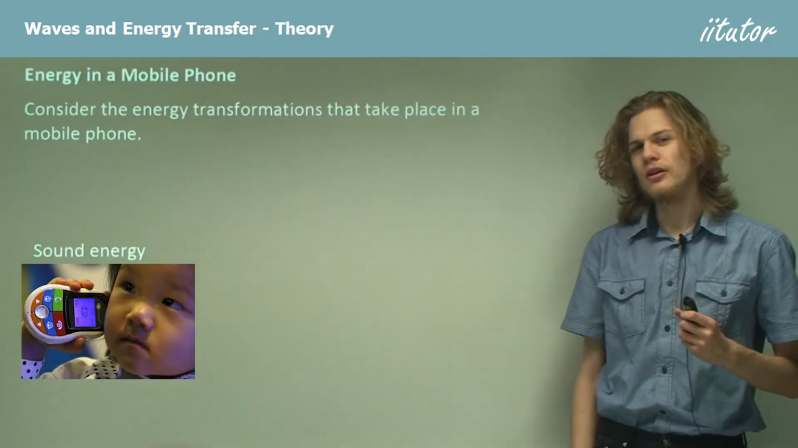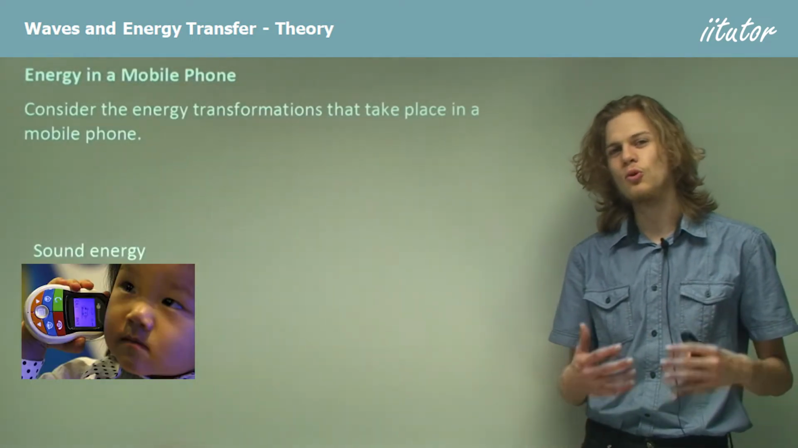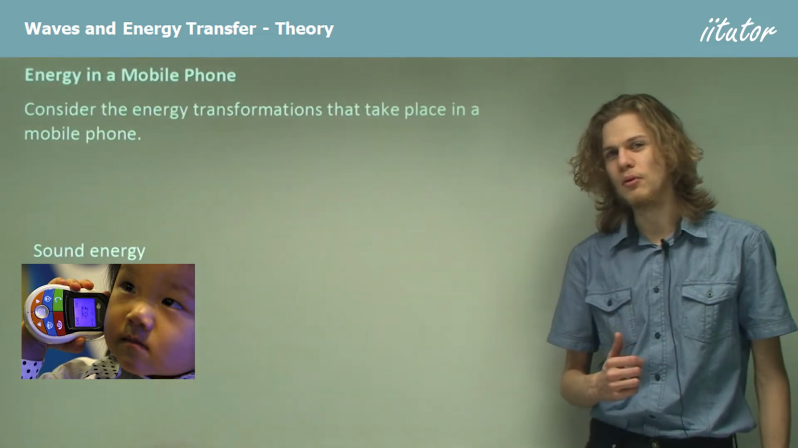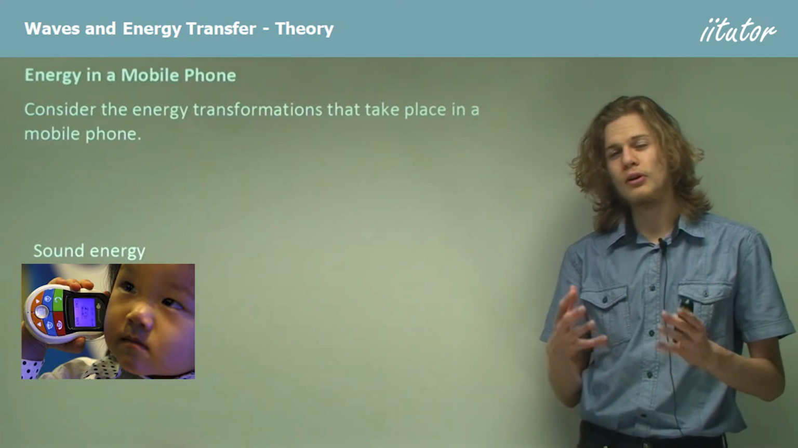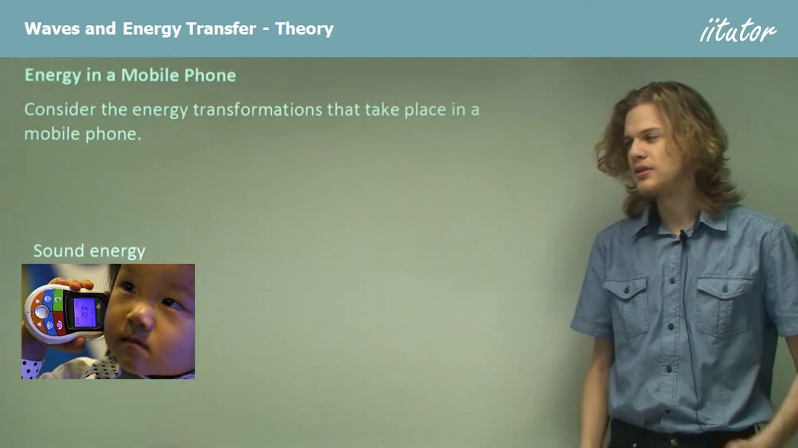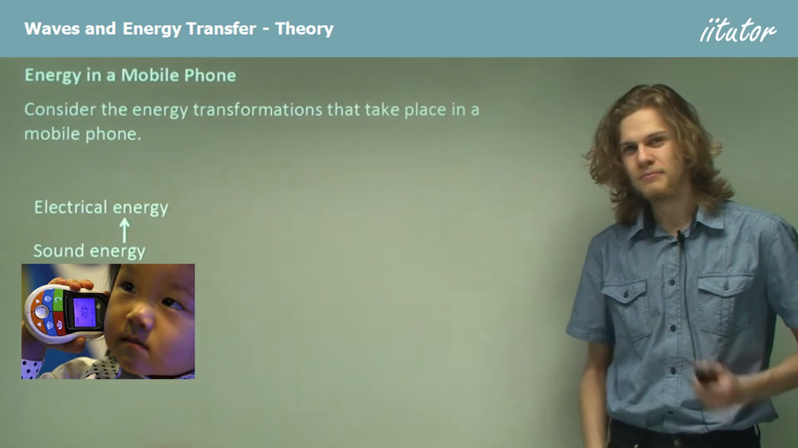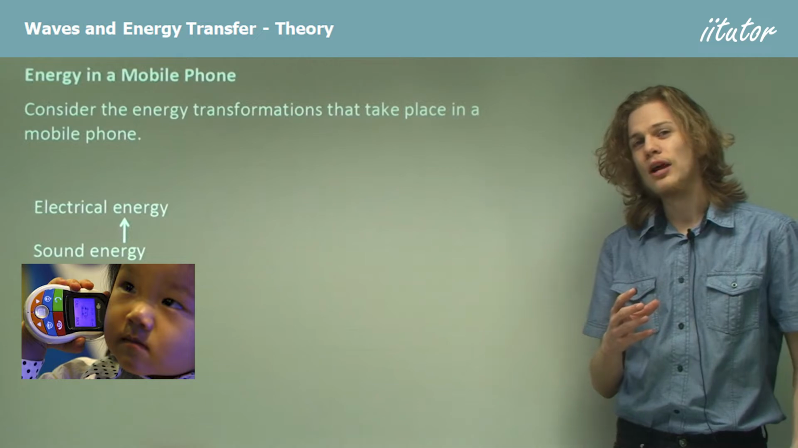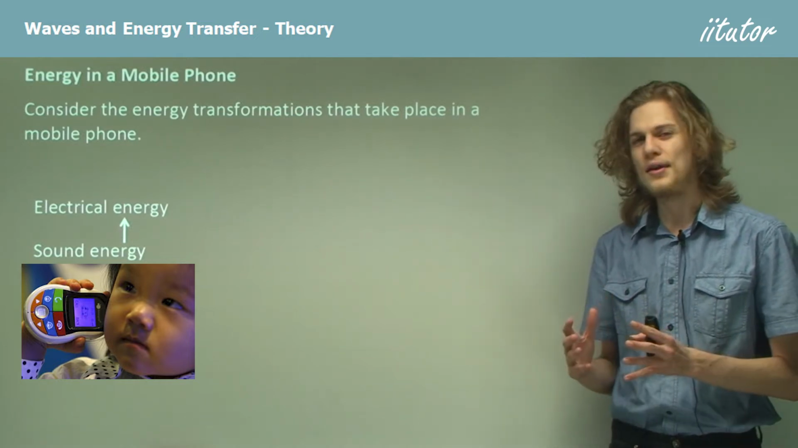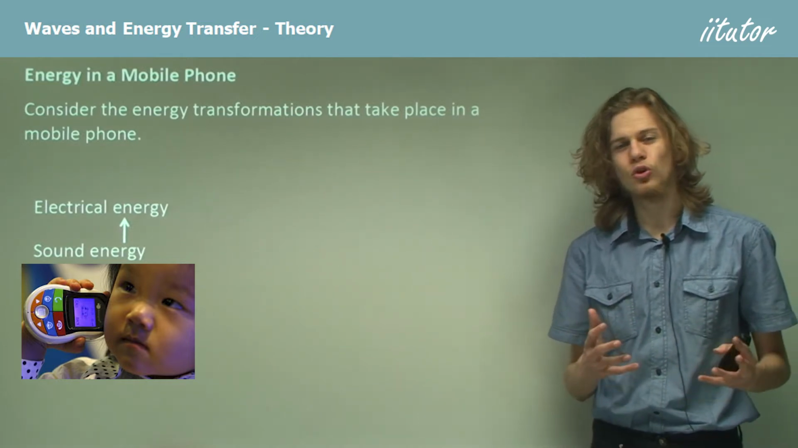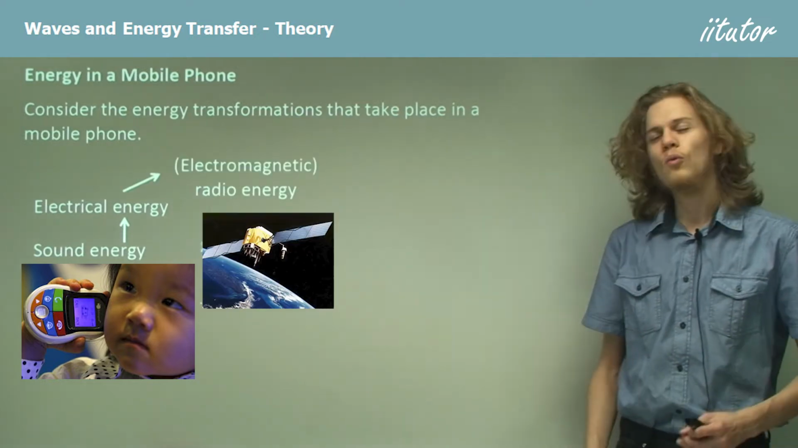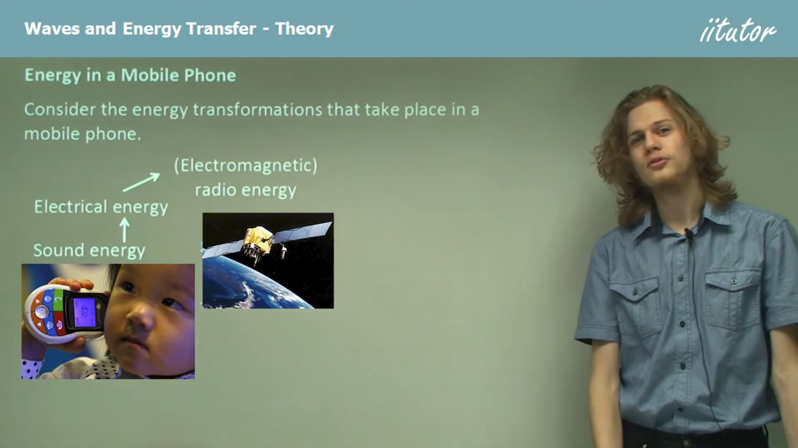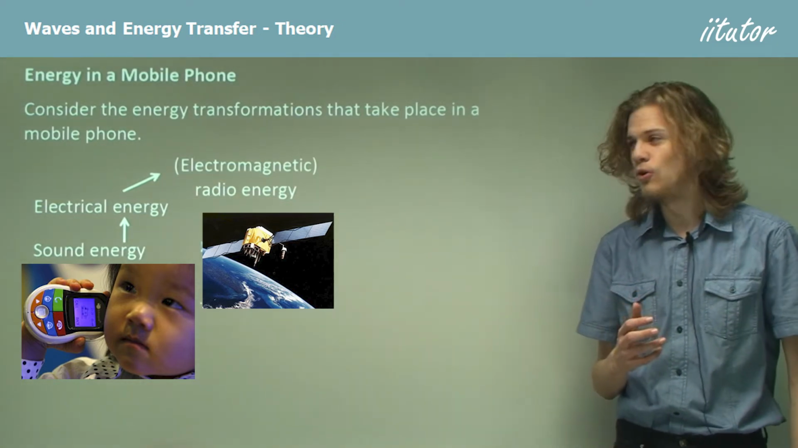So let's take a look at the various energy transformations that happen when we talk on a mobile phone. We start off with sound energy when we're talking into the mobile phone, and the mobile phone will very quickly use its microphone to transform this into electrical energy. With me so far? Okay, now we take this electrical energy and we transform it into an electromagnetic wave. The type of electromagnetic wave is called a radio wave. And so once it's a radio wave, we can actually beam that to a mobile phone tower, and that'll send it up to a satellite in the same form.